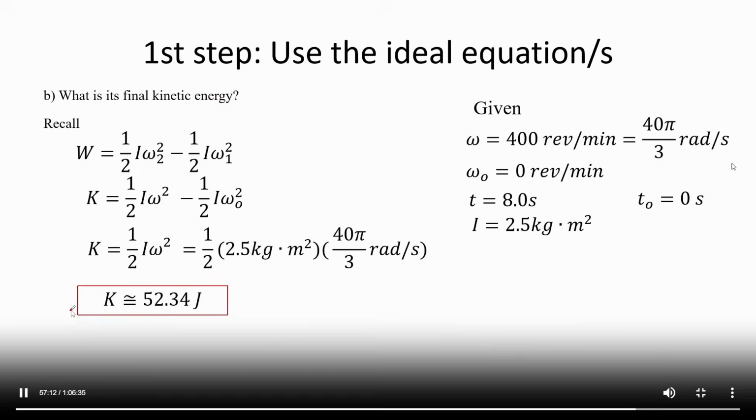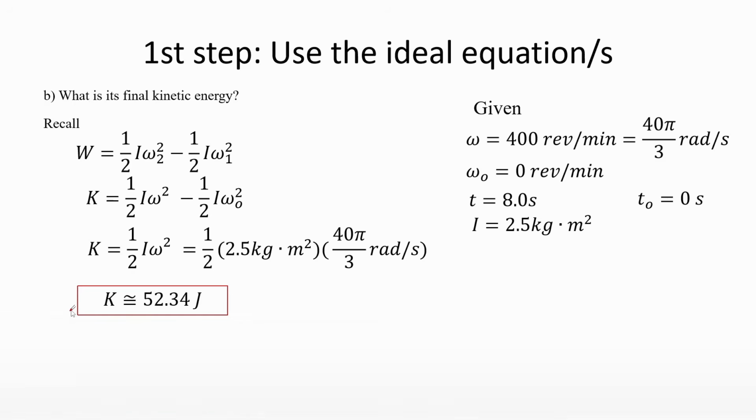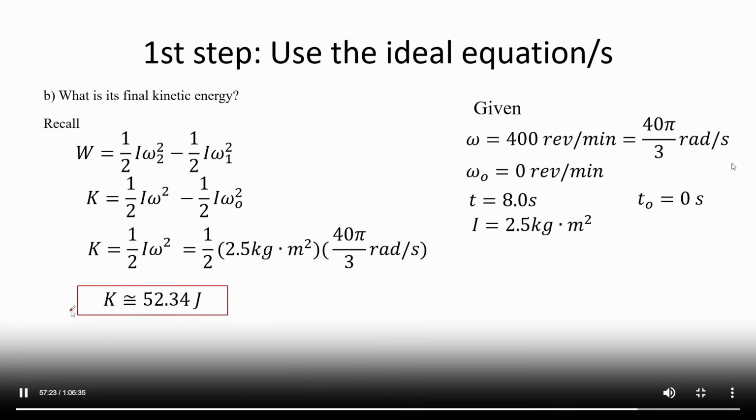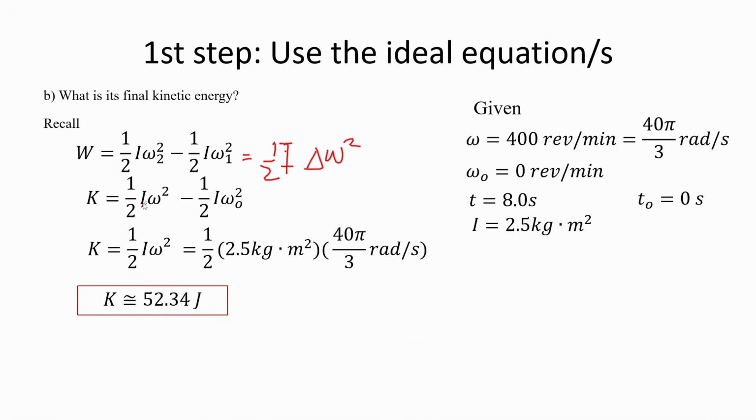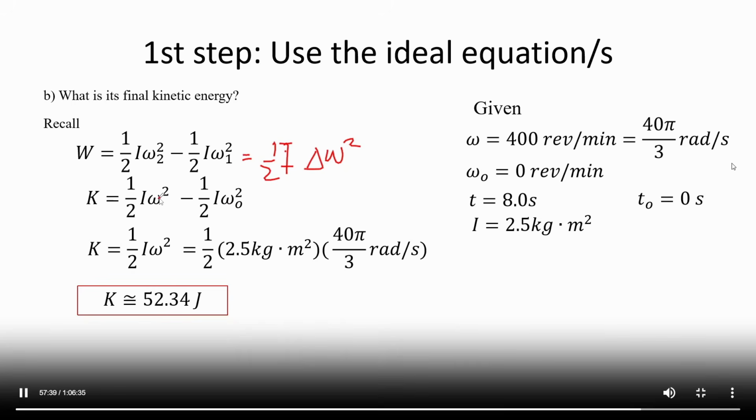Okay, let's go. Next is, what is its final kinetic energy? So the work, or the kinetic energy, is given by the expression 1/2 I delta omega squared. So the kinetic energy is 1/2 I omega squared minus 1/2 I omega squared. Since it started at rest, this is 0. So this second term is gone, and we're left with the first term.